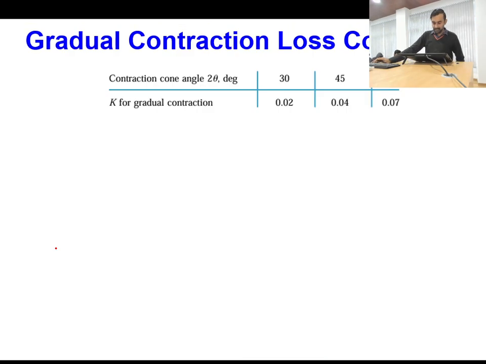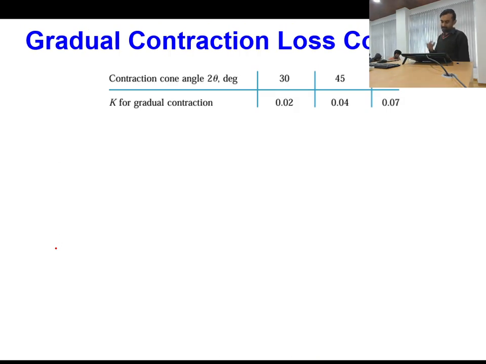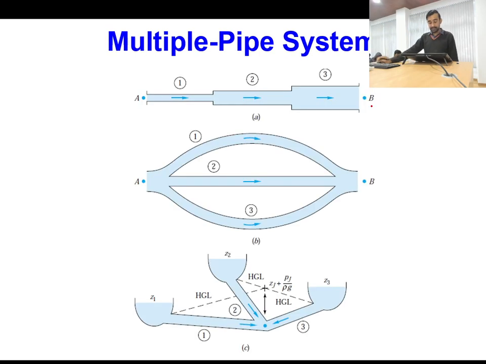So this was for the gradual expansion, and for gradual contraction, if you have 30 degree, 45 degree, 60 degree values, then these values of K are quoted over here. And if you have any other angle in between these, then you can simply use the interpolation method to determine that value. Now let's see what the different possibilities are for piping systems which we can have.